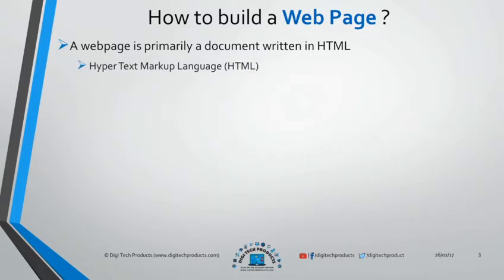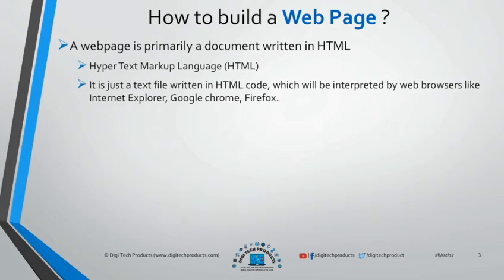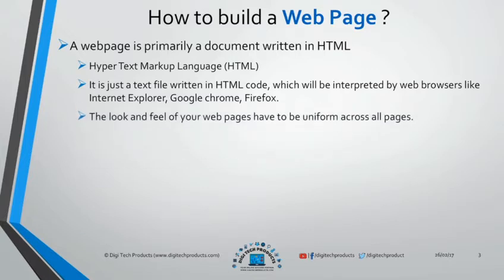So what is HTML? HTML is hypertext markup language. It is like a universal language recommended for all web browsers like Internet Explorer, Google Chrome, Firefox. It is just a text file written in HTML code, which is interpreted by web browsers like Internet Explorer or Google Chrome.